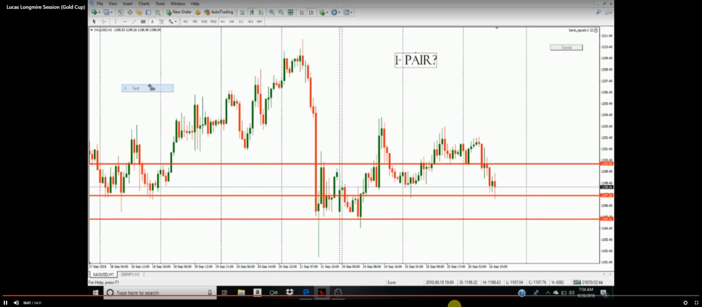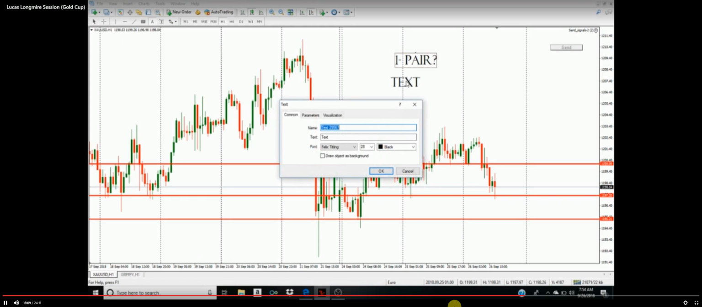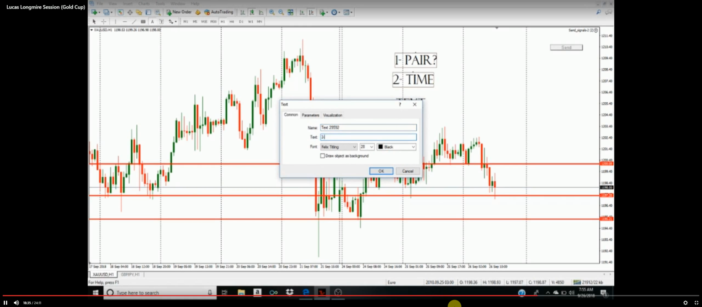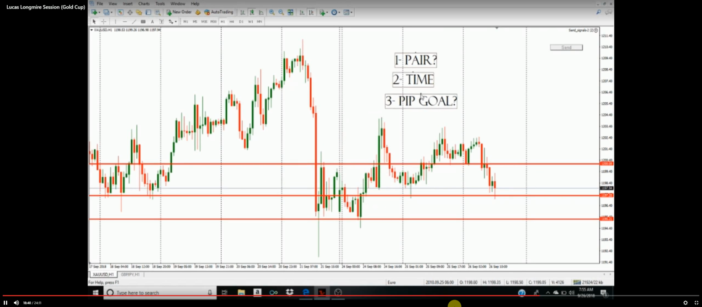Are you trading GJ? Are you trading GU? Are you trading gold? Are you trading UJ, etc.? And the time frame you're trading it is going to correlate with each other. What time are you trading? Are you trading New York? London? Tokyo, etc.? So you want to have a game plan to your trades with a pip goal. What is your pip goal?